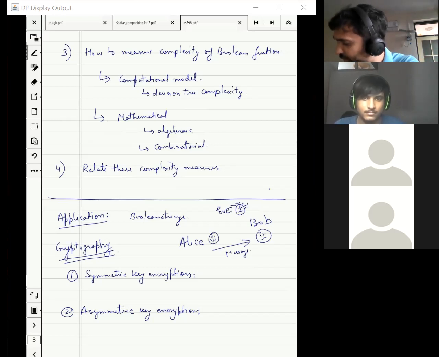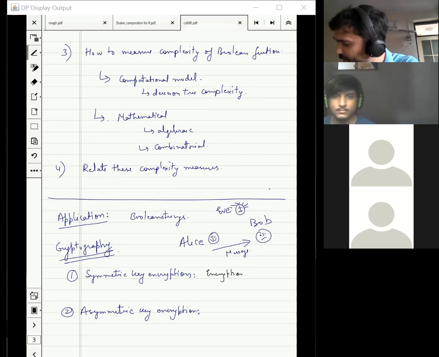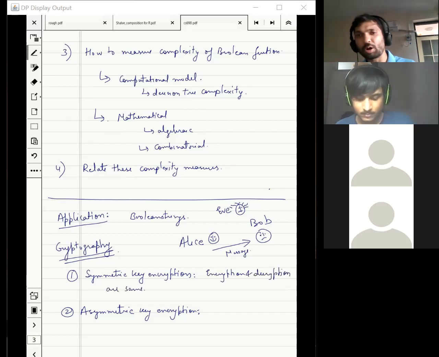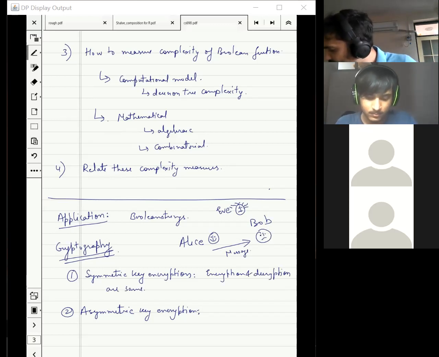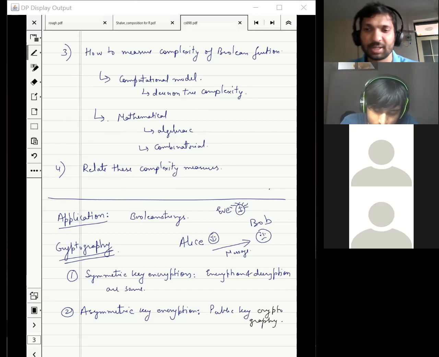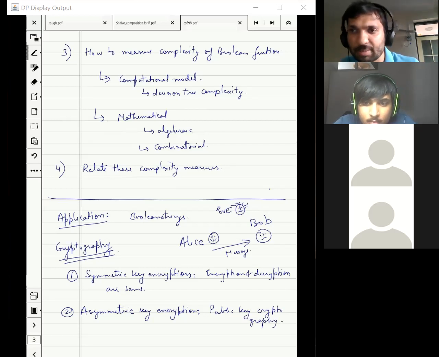When your encryption and decryption key are the same, then we call it a symmetric key cryptography, in the sense that both Alice and Bob are going to use the same key. You might have heard of public key cryptography, where encryption and decryption keys are different. Except Bhanu, can someone tell me an example of a symmetric key encryption? The most famous example probably.